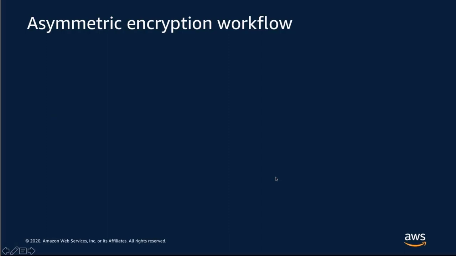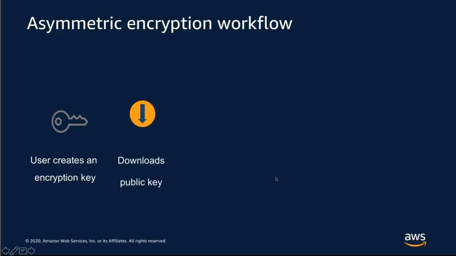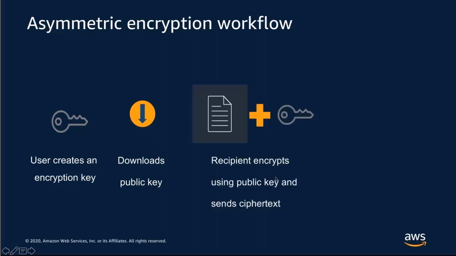Now, let's look at the encryption workflow. The asymmetric keys are also used for encryption as well. And here's what the workflow looks like. A user creates an encryption key. You download the public key associated with the encryption key. Now, you share that public key with the recipient.